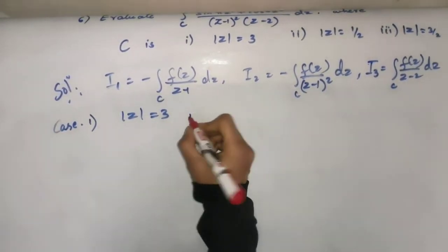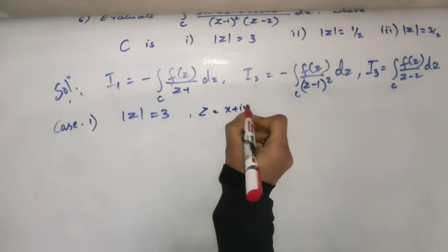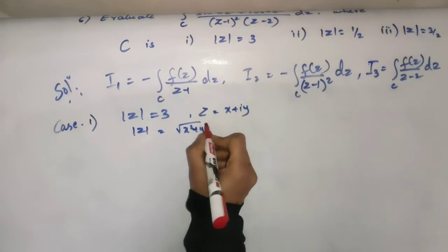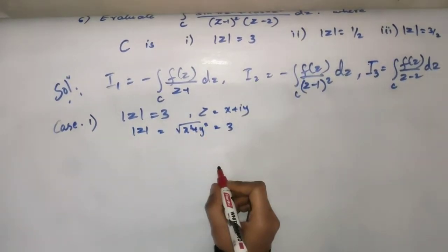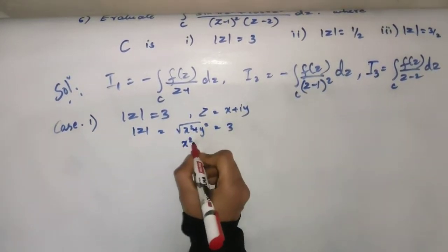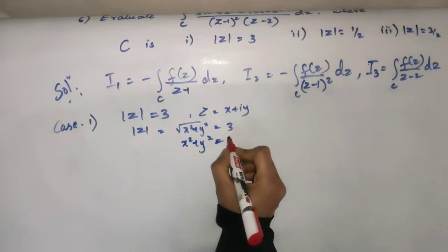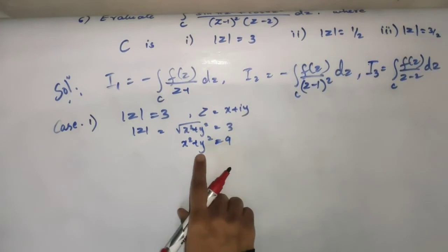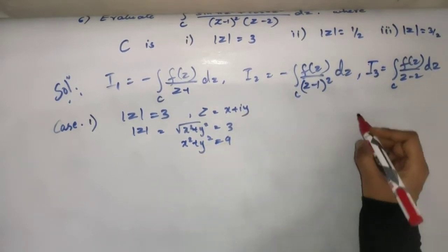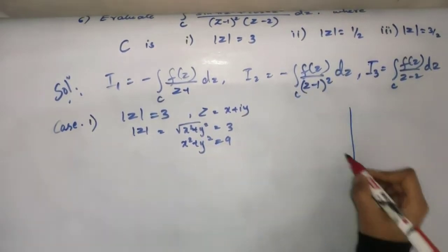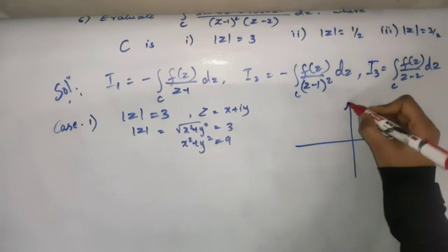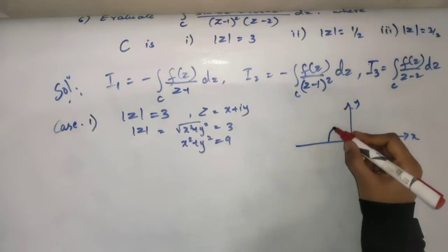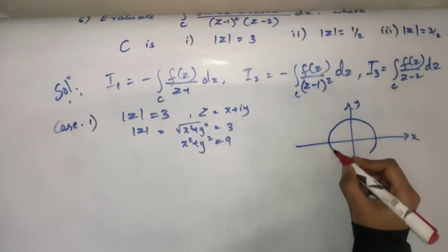What is mod z? If z is equal to x plus iy, mod z will be root of x square plus y square, and that is given to be 3. If you square on both sides, it will be x square plus y square is equal to 9, is it not? So this represents the equation of a circle with center as the origin and radius 3 units. Since it represents a circle, we are going to draw a circle with center at the origin and radius 3 units.